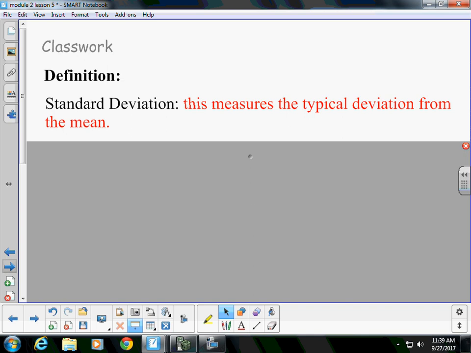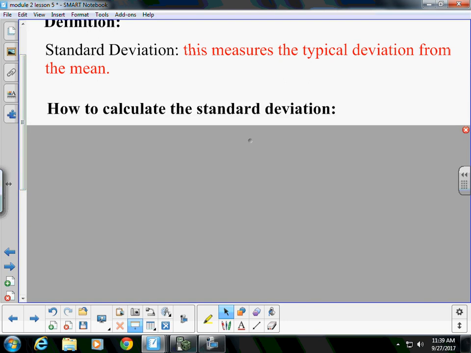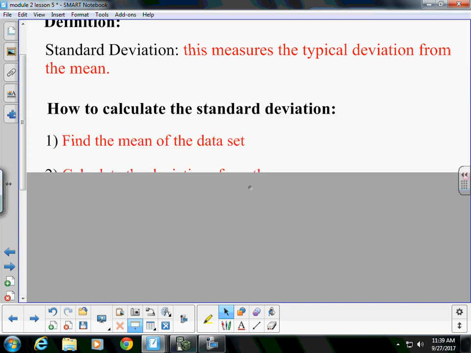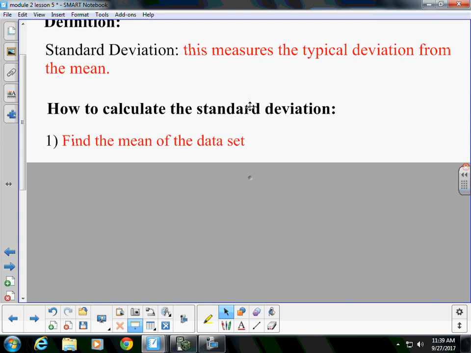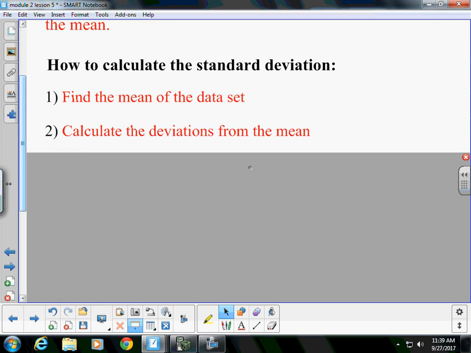What we're going to look at next are the 6 steps for calculating the standard deviation. I'm going to give you time to copy each of these steps down. The first step is to find the mean of the data set. Step 2, calculate the deviations from the mean.